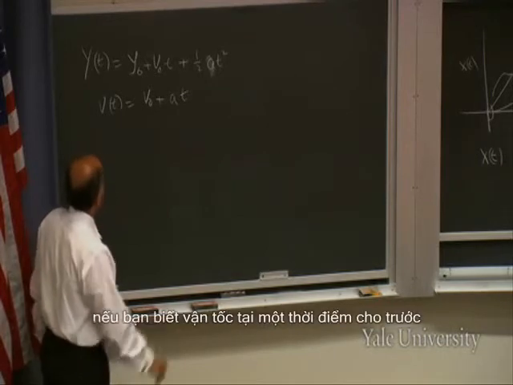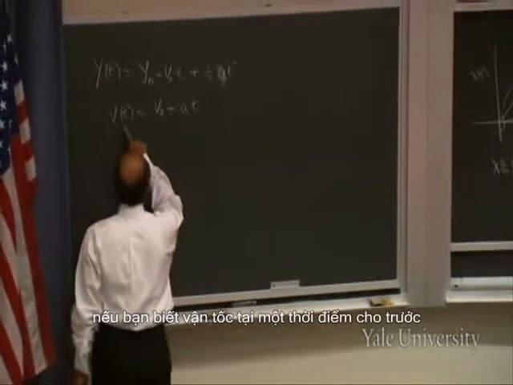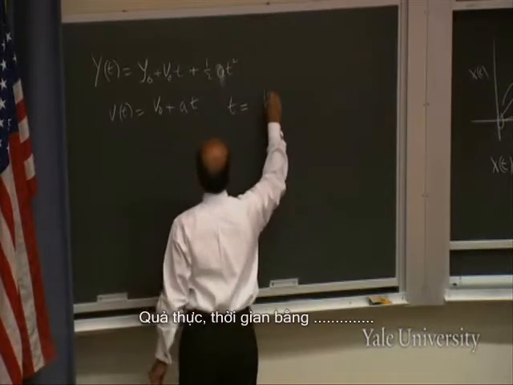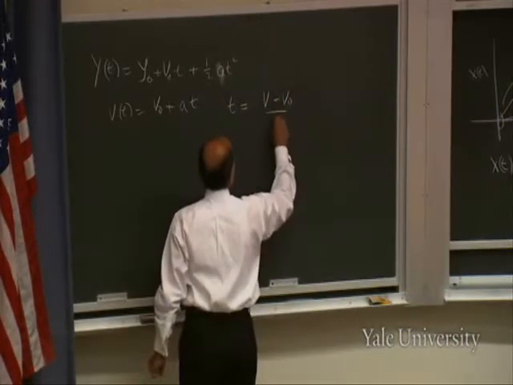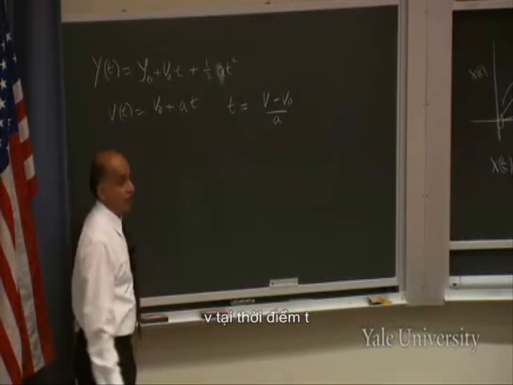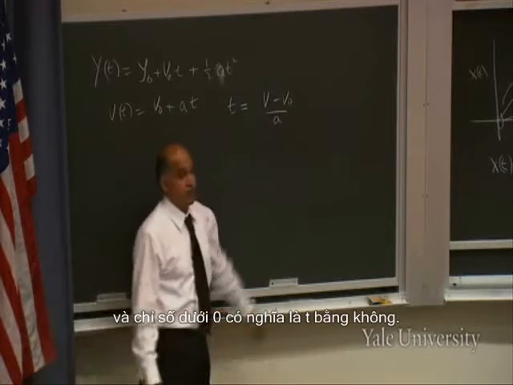What that means is, if you know the velocity at a given time and you know the initial velocity, you know what time it is. The time, in fact, is (v minus v0) over a. If I don't show you any arguments for v, it means v at time t. And the subscript 0 means v of 0.